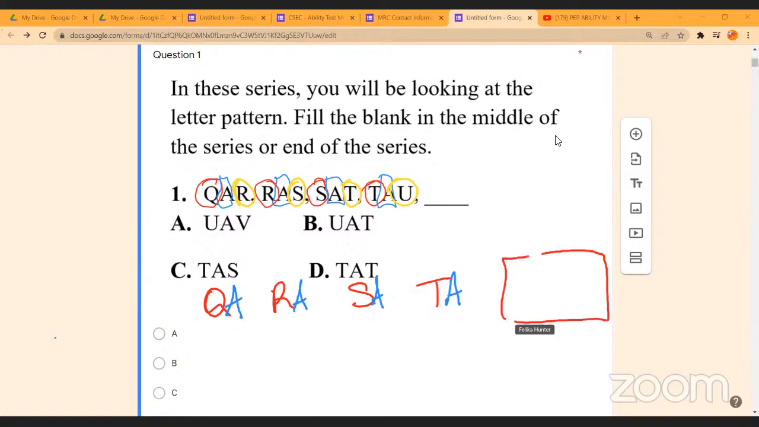So when we're thinking about the next term that we're going to be putting here, since that is Q, R, S, T, then the next letter for the next sequence is going to be what? Miss, U. Beautiful. It's going to be U. So this is the one that we're filling in now.